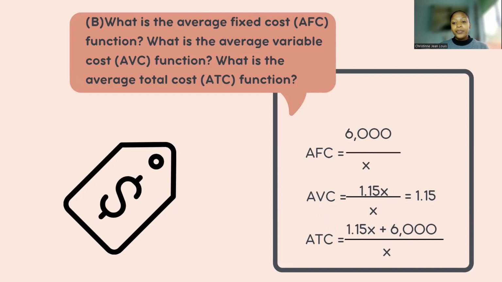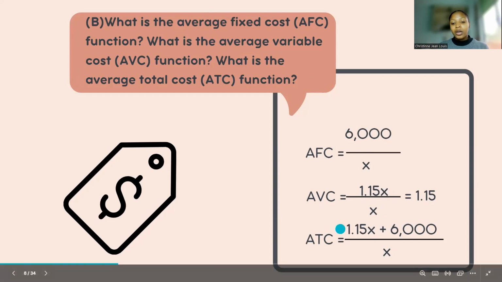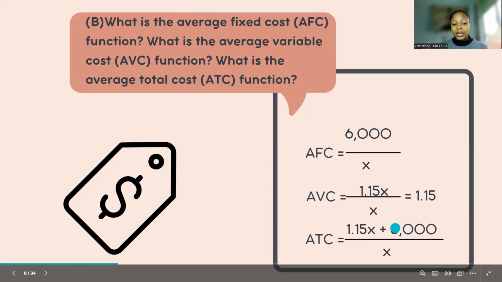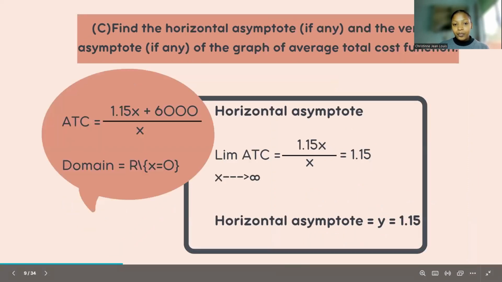And lastly, we needed to find the average total cost function. So average total cost is equal to total cost divided by X. So since the total cost was 1.15x plus 6,000, basically the average total cost is equal to 1.15x plus 6,000 over x.